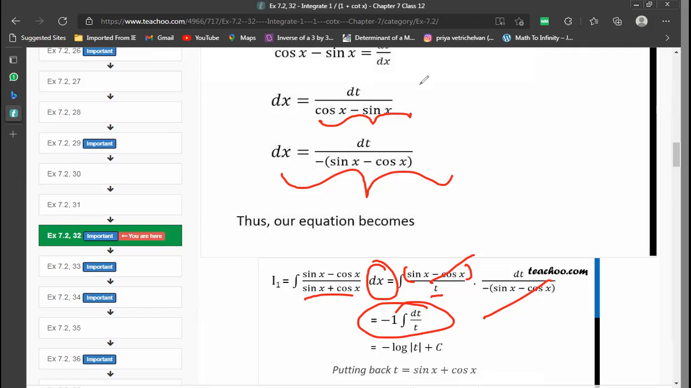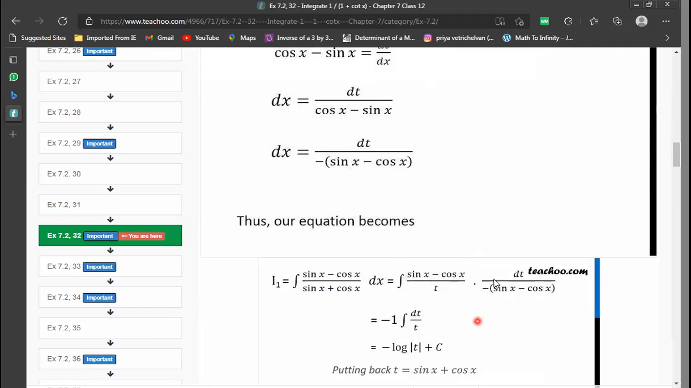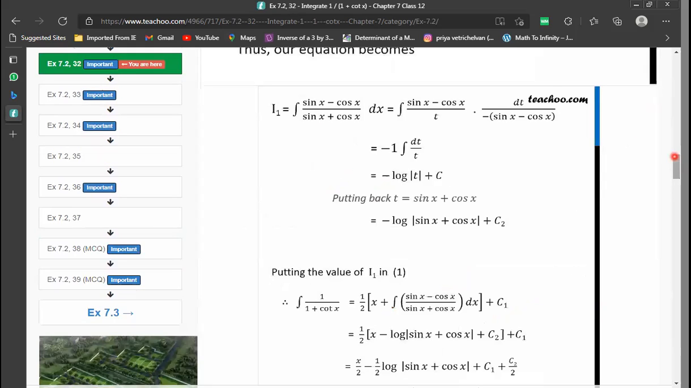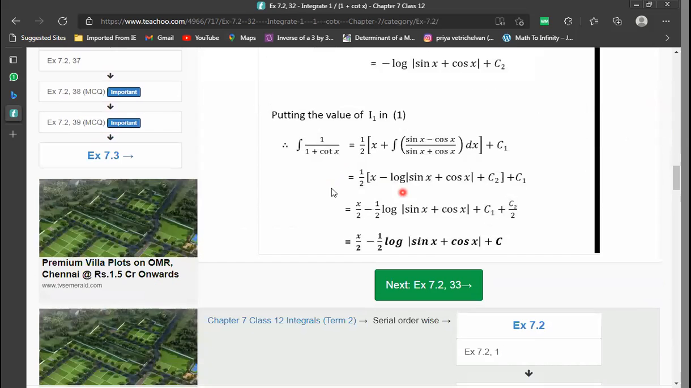When you integrate 1 by t, the answer is log of modulus t. Putting back the value of t, which is sin x plus cos x. At last, we're just clubbing the answers. That's it.